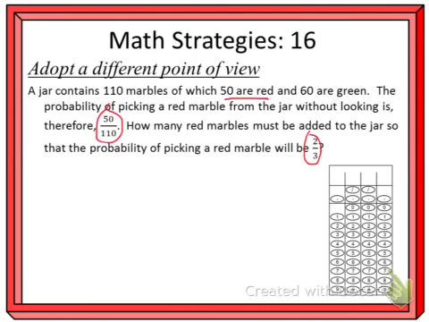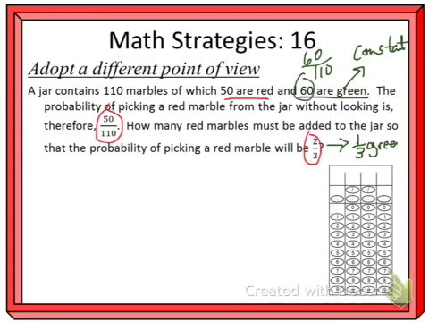What is actually easier to do, though, is to focus on the greens, because the green is going to stay constant. You're not adding any greens. These are always going to stay 60. So, of course, the probability right now is 60 out of 110 to get a green. Okay? And if the probability is 2/3, that's what we want for the red ones to be, then the new probability is going to be 1/3 for green.